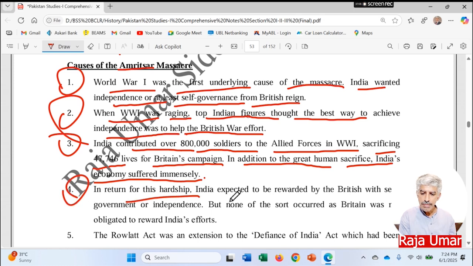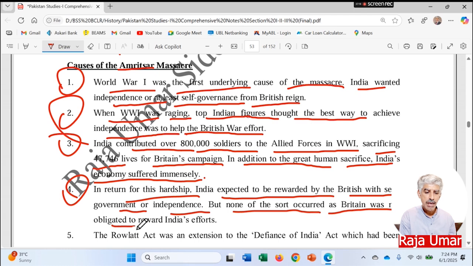In return for this hardship, India expected to be awarded self-government or independence by the British, but nothing of the sort occurred, as Britain was not obligated to reward India's efforts. Many Indians gave their lives for the sake of British sovereignty, for the sake of the British Empire in World War I. But what they got was bullets from the British.